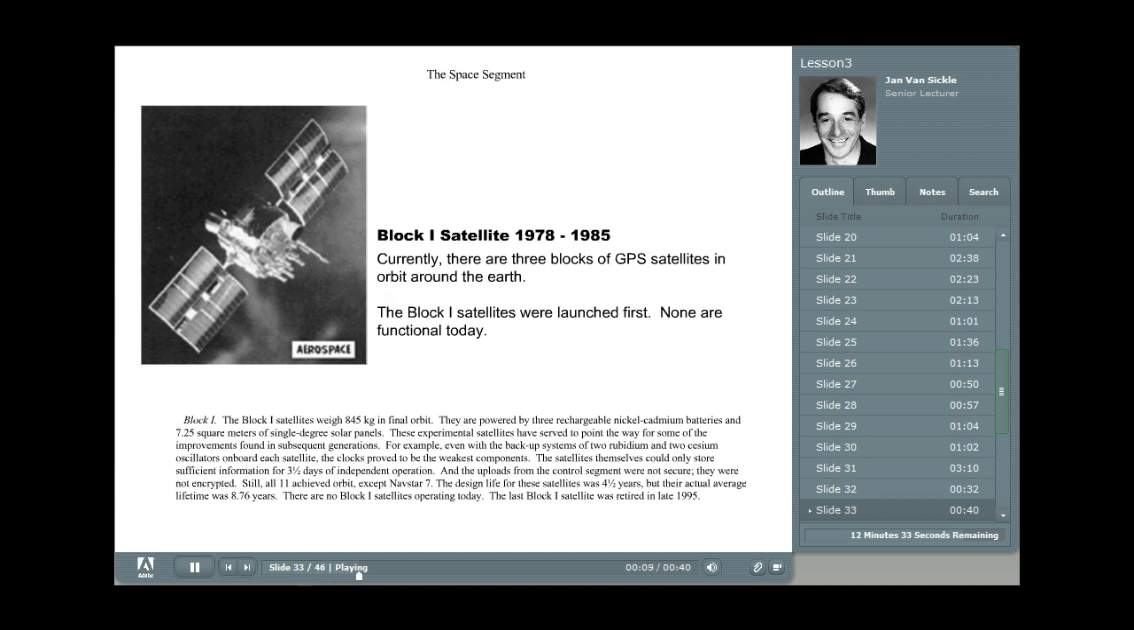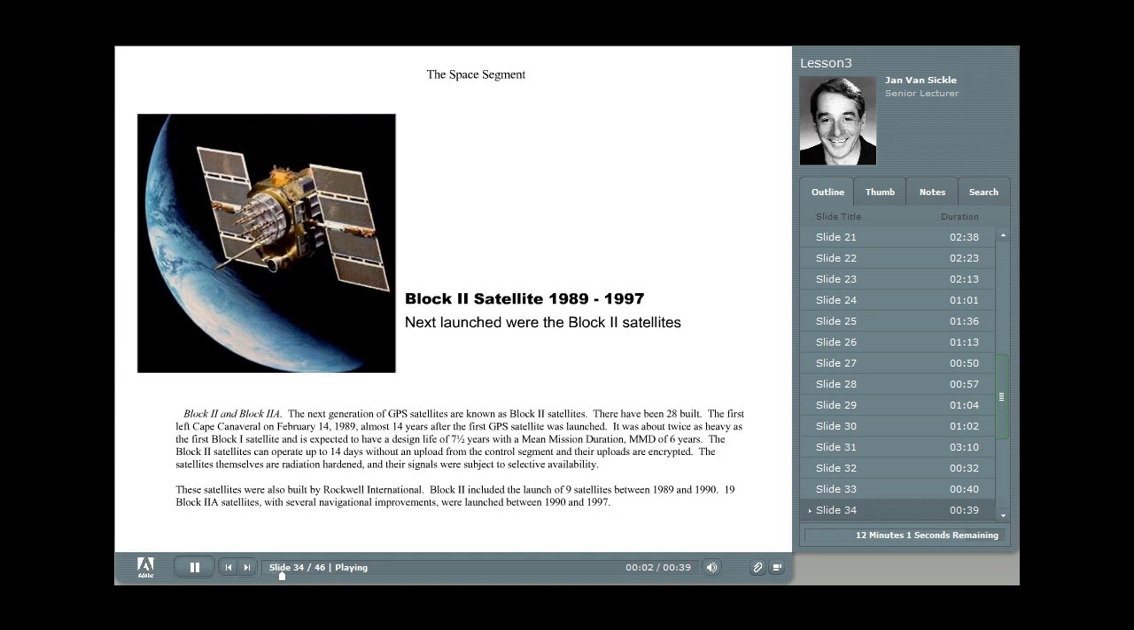Now, the Block 1 satellites started a trend that continues to this day. As you see, the design life of these satellites was 4.5 years, but their actual average lifetime turned out to be more than that, 8.76 years, nearly twice the design life. That is something that continues. As I say, the GPS satellites have mostly outlived their design life by quite a bit.